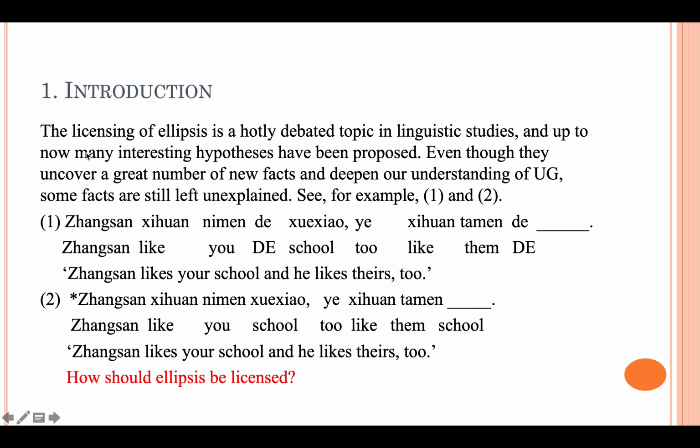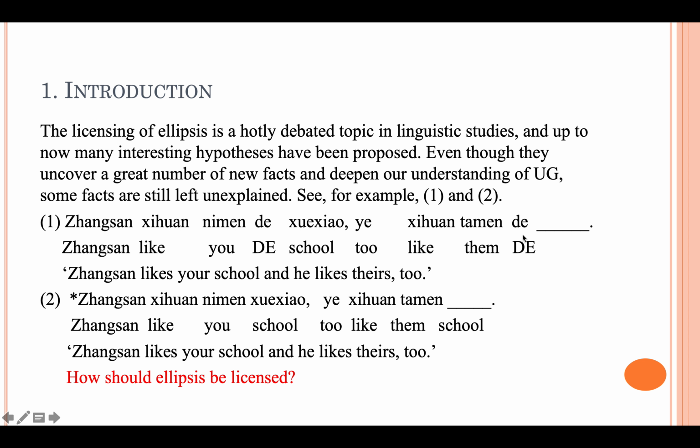See, for example, the following contrast. The first sentence means Johnson likes your school and he likes theirs too. Sentence 2 is almost the same as sentence 1 except one point. That is, there is a possessive marker de here, and in this sentence there's no possessive marker de. In other words, the possessive marker de is overt in sentence 1, covert in sentence 2.